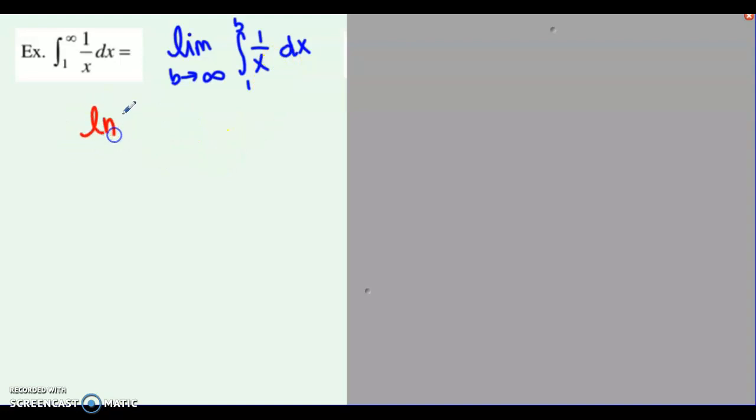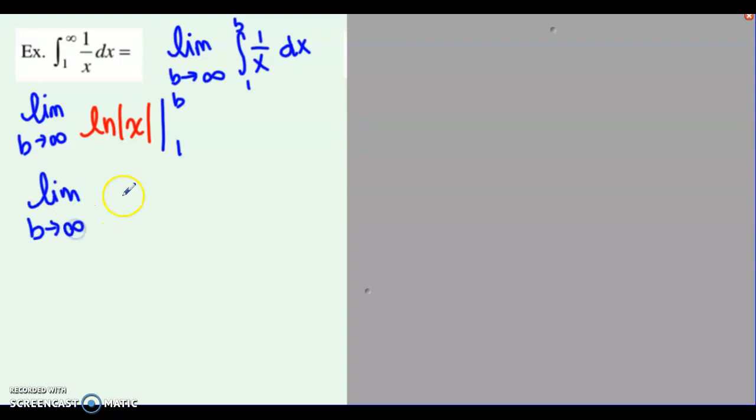That becomes the natural log of the absolute value of x. And we still have the limit, and this is still a definite integral in the sense that we are evaluating this from 1 to b. So now we're taking a look at the limit as b goes to infinity of the natural log of the absolute value of b minus the natural log of the absolute value of 1.